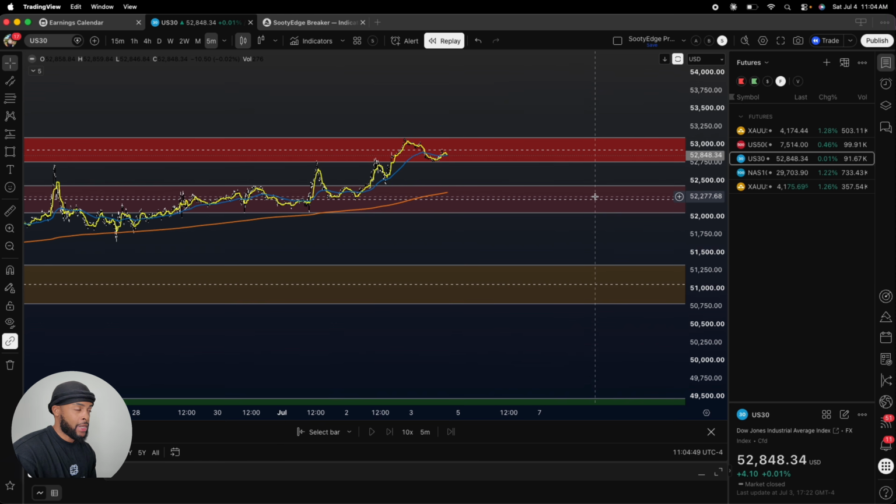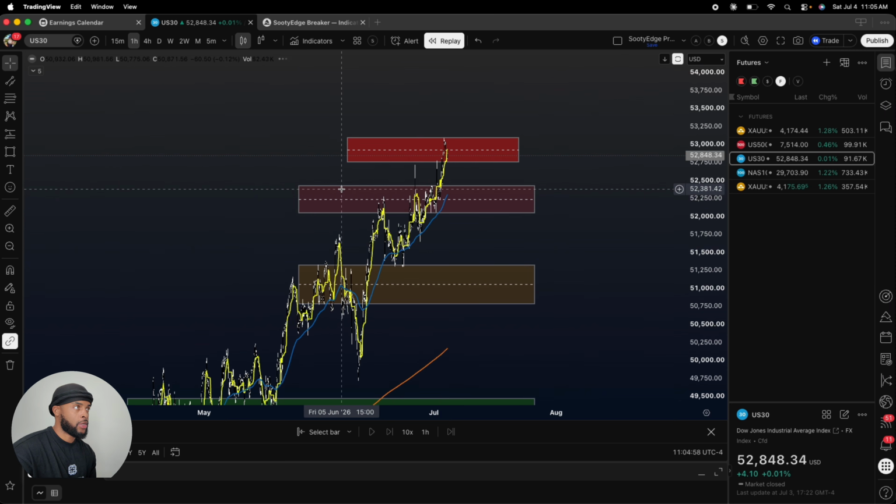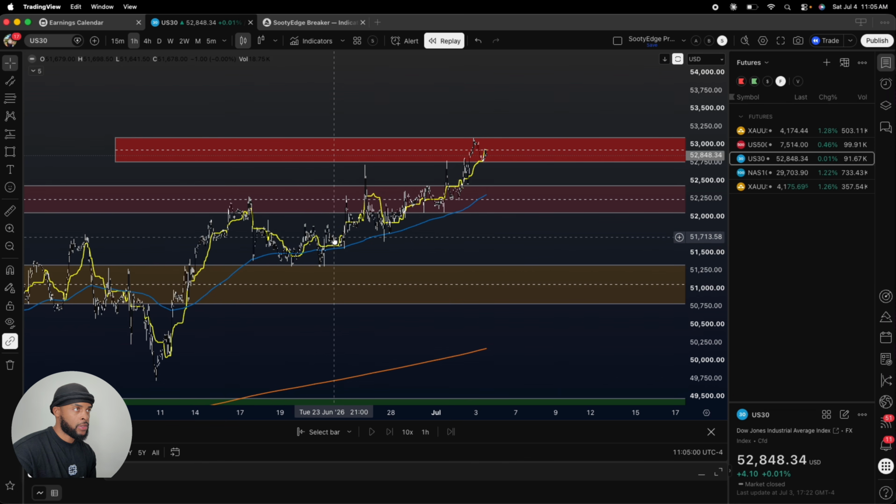So that's the way that you spot the structure. That's the way that you mark it up. But that's the way that I mark it up. And that's the way I would look for entries on these plays. Now, whether I'm looking for a bigger play, like I said, I'm looking on it on an hourly for an hourly cross, right?